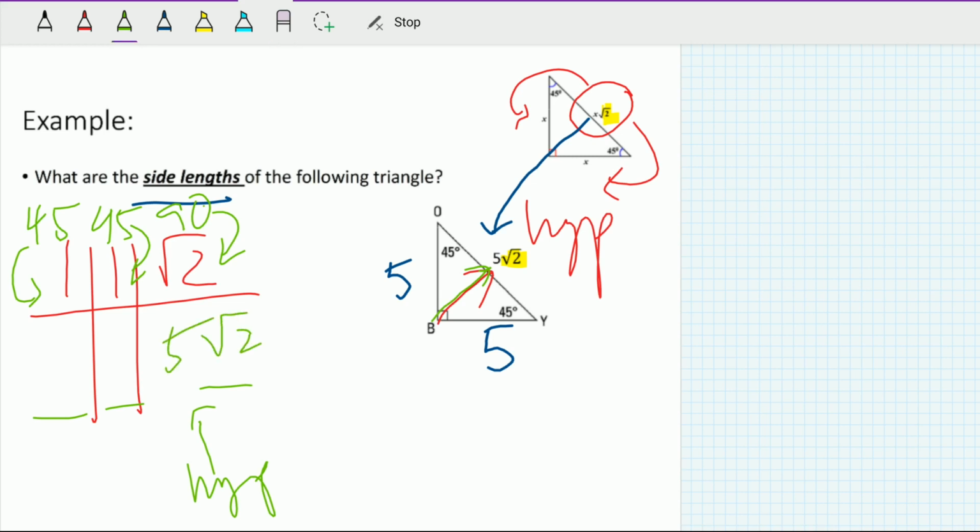So it'd be 5 square root 2. What's the opposite of the 45 and the 45? Well, let's imagine that we don't know. So I can go ahead and put a question mark there. You can put X or Y if you want to. I mean, it's up to you 100%.